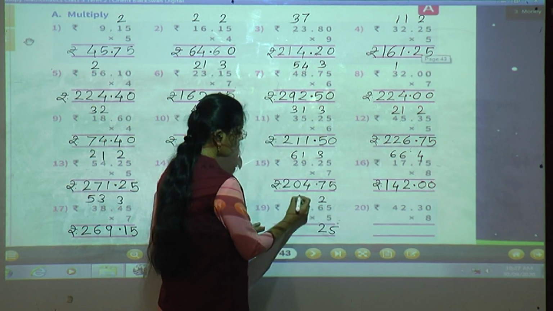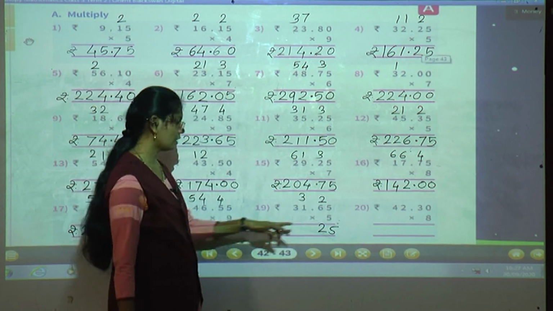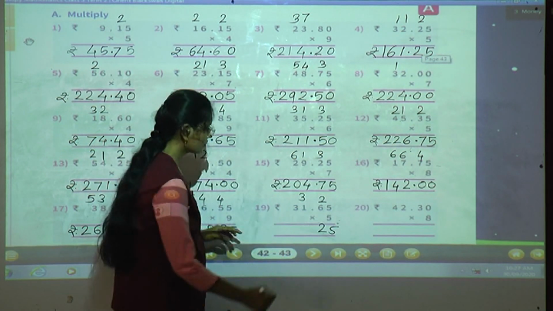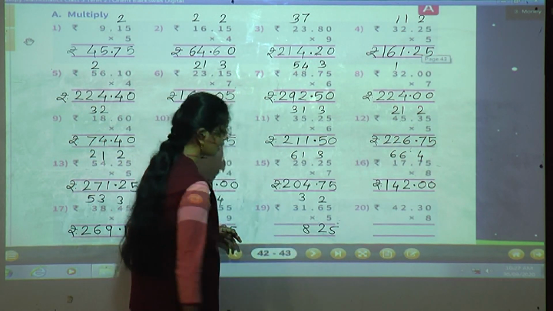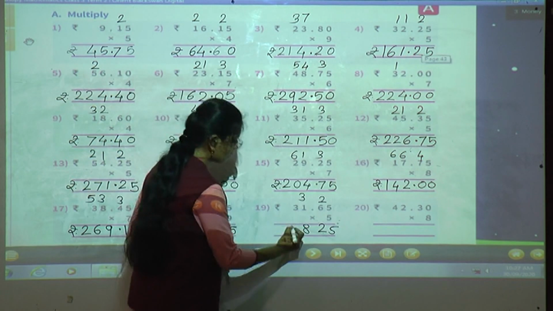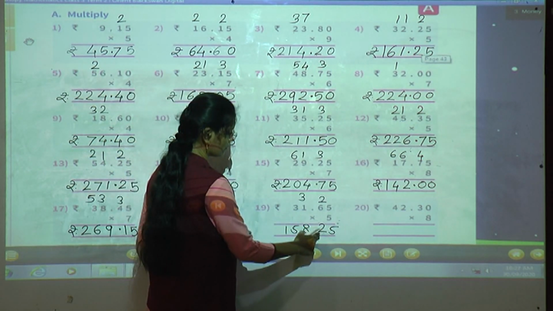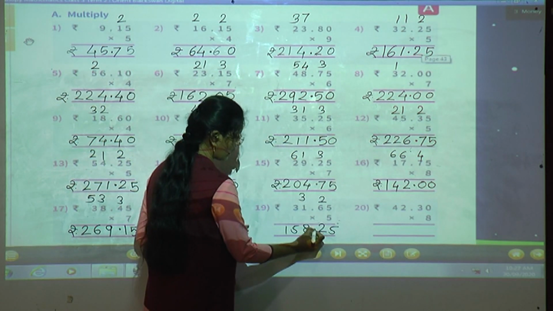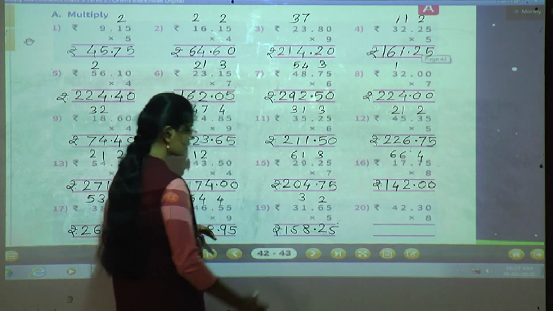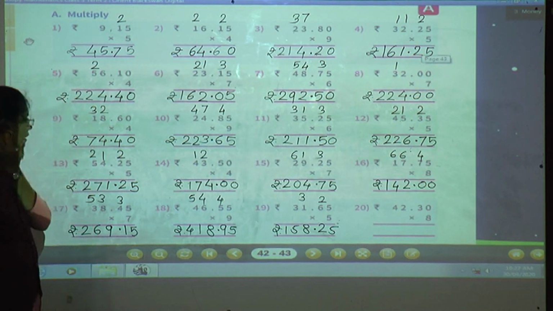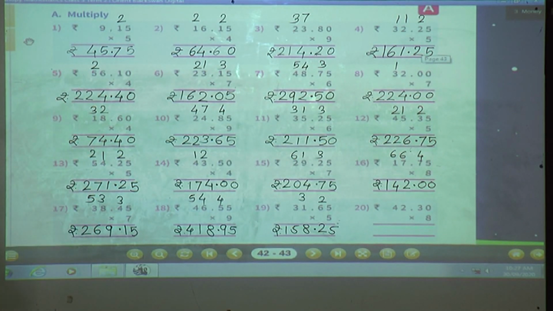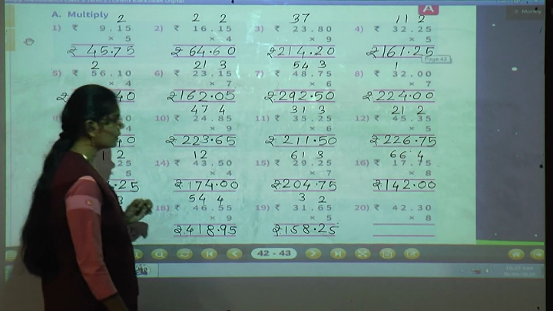So write here 2 and give 3 as a carry. Then 5 1s are 5 plus 3, 8. So write here 8. Then 5 3s are 15. Now give a dot before the second digit from the right side. So before 2 we have to give a dot. So what is the answer? 158.25.